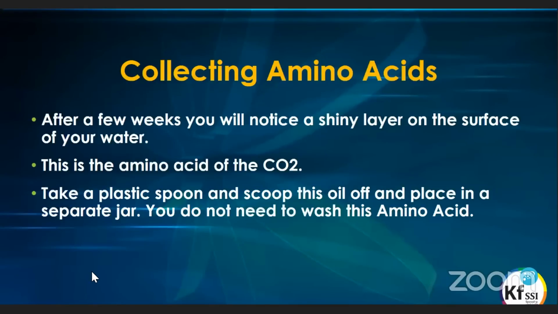Collecting your amino acids: after a few weeks, you'll notice that there's a shiny, oily layer on the top of your water. That's the amino acids. The best way to do it is to take a plastic spoon and scoop this oil off carefully and place it into a separate jar. And this you don't need to wash, because the amino acids need to be stored in a little bit of a salt solution. So it's just a case of scooping off that oil and placing that into a separate jar. And that would then be your amino acids with the field strength of the CO2.